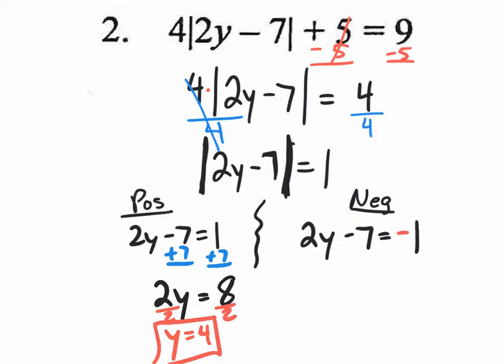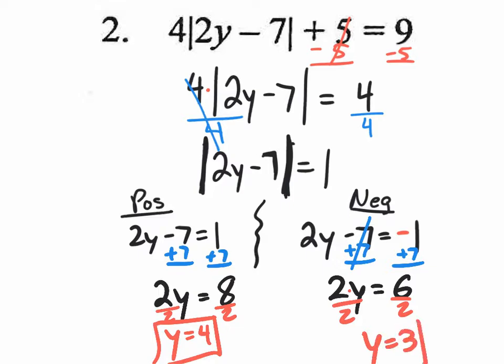Let's do the other one. Plus 7. We're going to have 2y equaling 6. And we're going to divide by 2. And we have y equals 3.